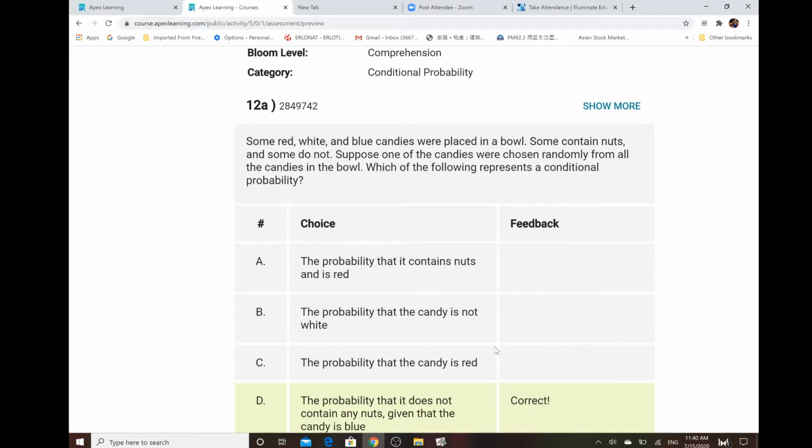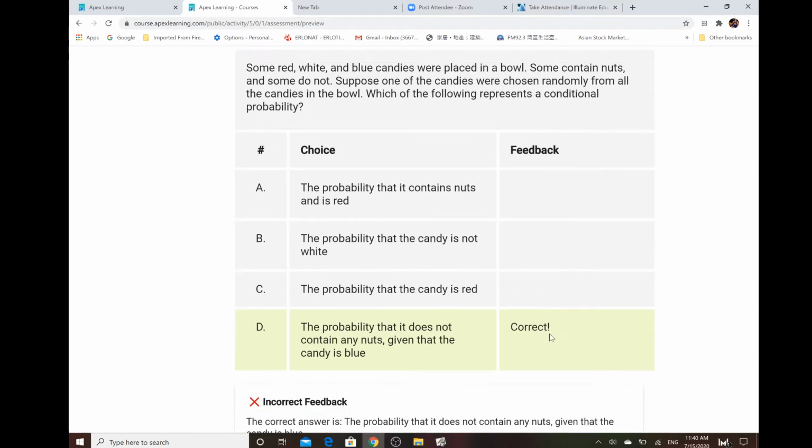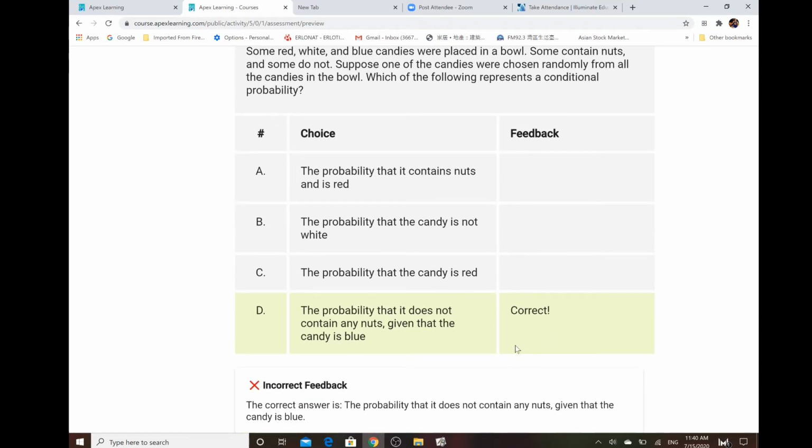And now question number 12. Some red, white, and blue candies were placed in a bowl. Some contain nuts and some do not. Suppose one of the candies were chosen randomly from all the candies in the bowl. Which of the following represents the conditional probability? Conditional probability is showing the probability that it does not contain any nuts, given that the candy is blue.